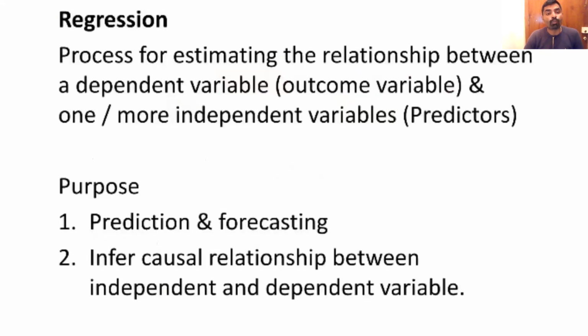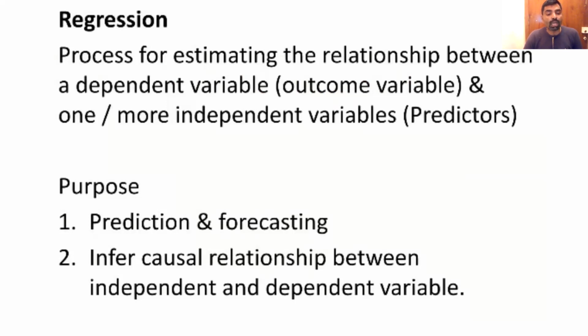In regression, it is a process for estimating the relationship between a dependent variable, that is the outcome variable, the result variable, and one or more independent variables, that is the predictors. The purpose of regression is prediction and forecasting. You can predict what is going to happen in future. Forecasting sales with the help of past data. It is also possible to forecast future pricing and future sales with regression analysis.